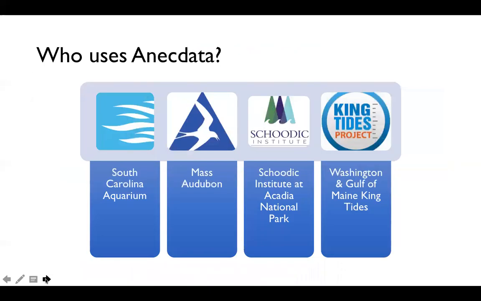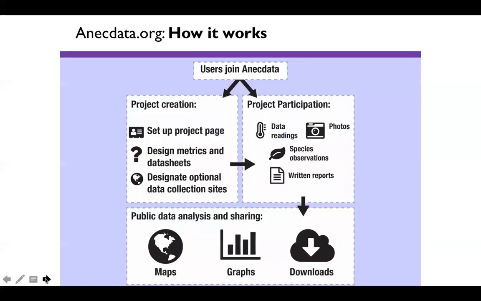It was used by Schoodic Institute at Acadia National Park to look at snowbanks and how snow builds up and disappears over the course of a winter. And it's also being used right now by Washington and Gulf of Maine king tides to look at how these astronomical high tides can predict what the oceans might look like with future sea level rise.